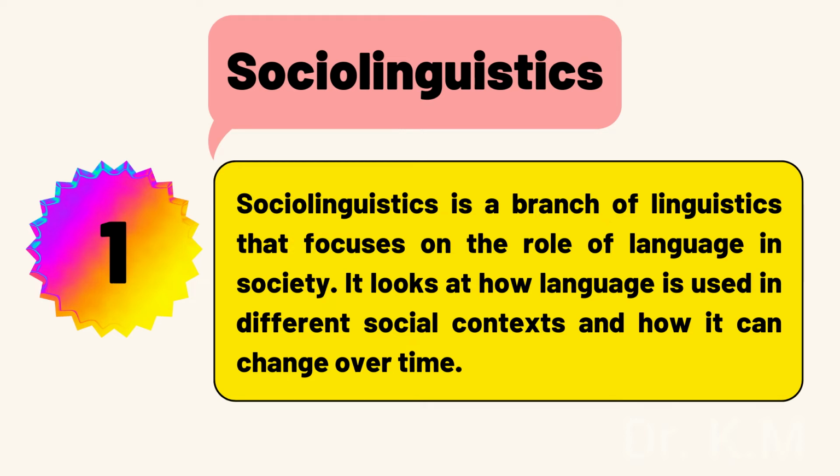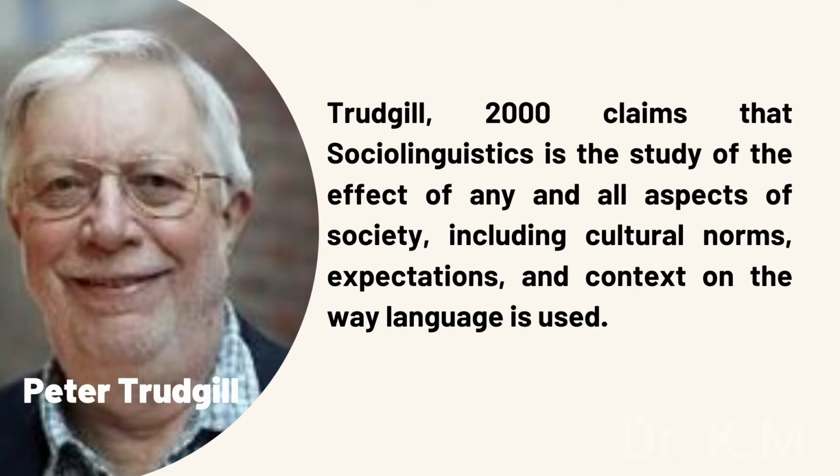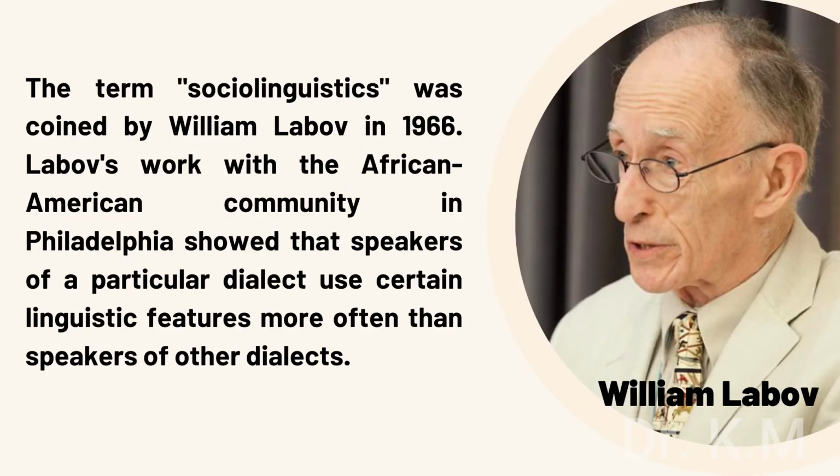Sociolinguistics. Sociolinguistics is a branch of linguistics that focuses on the role of language in society. It looks at how language is used in different social contexts and how it can change over time. Trudgill, 2000 claims that sociolinguistics is the study of the effect of any and all aspects of society, including cultural norms, expectations, and context on the way language is used. The term sociolinguistics was coined by William Labov in 1966.